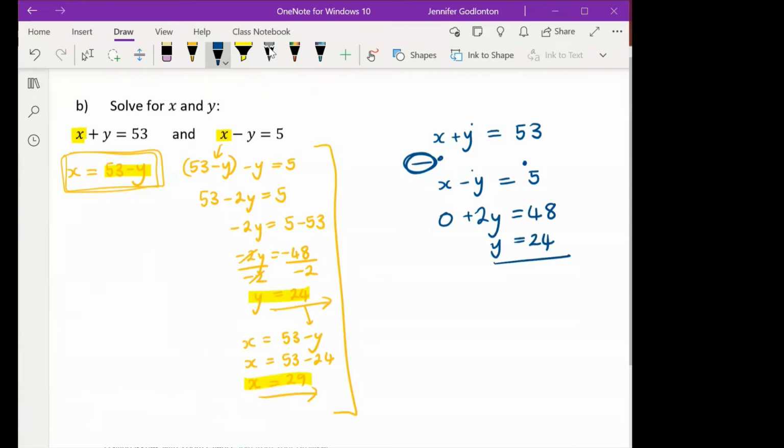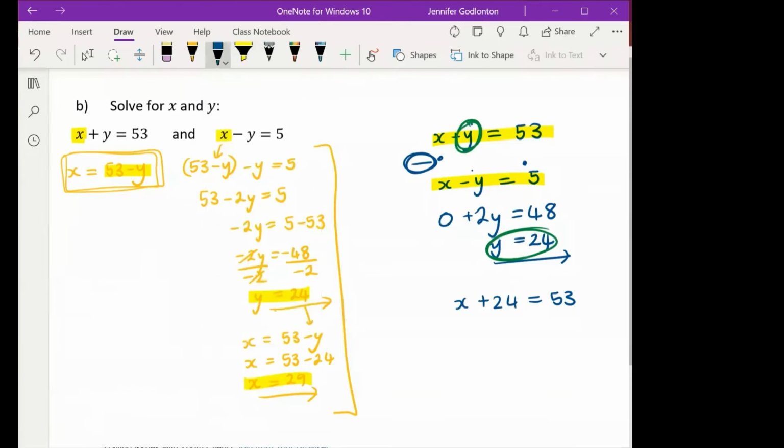That's my first thing. Second step, we now need to solve for x. We can choose either equation. It doesn't matter. I can choose that one, or I could choose that one. We're going to choose the one that's easiest to work with. Okay, so x plus 24 equals 53. And I can say plus 24 because my y value is 24.